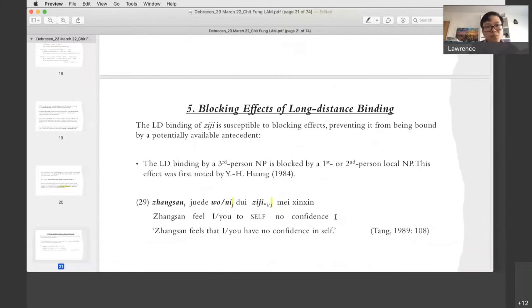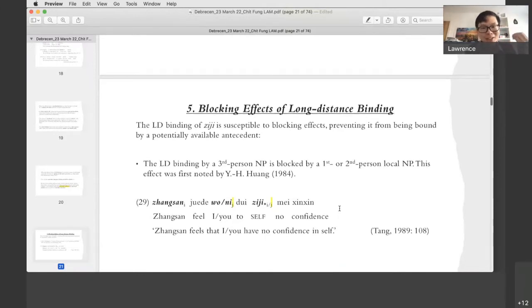And then the next property here is actually quite well documented, and at the same time quite interesting, in that it is so different from the long distance binding that we see in some other languages. What we have noticed is that in Chinese long distance binding there is something we call blocking effects. Something quite interesting. So what is that?